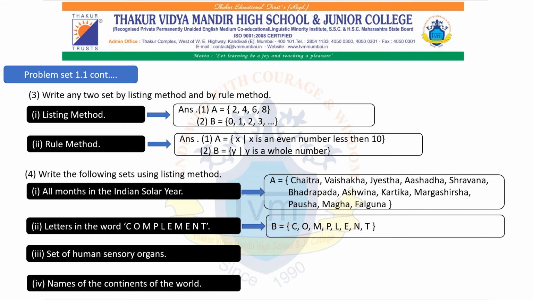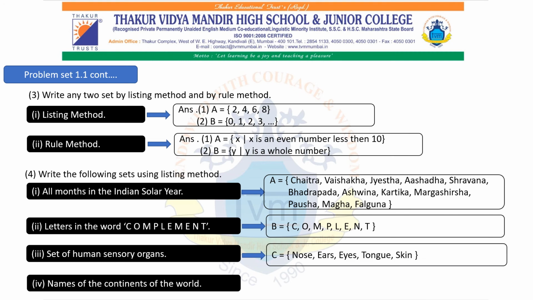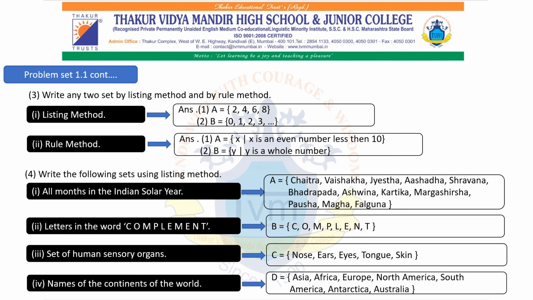Third one, set of human sensory organs. We know there are 5 sensory organs. It can be written as C is a set of nose, ears, eyes, tongue, skin. Fourth one, name of the continents of the world. There are a total of 7 continents, which can be written as D is a set of Asia, Africa, Europe, North America, South America, Antarctica, Australia. In any order we can specify in the listing form.